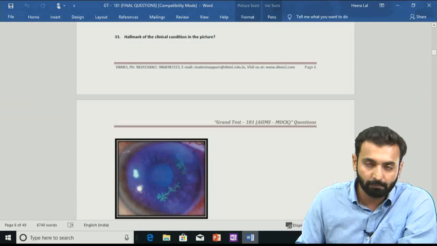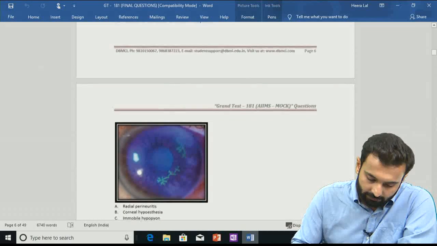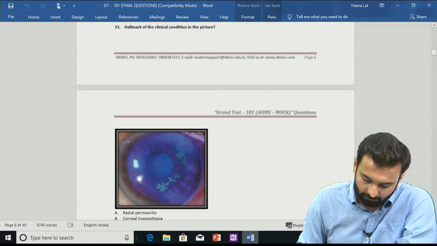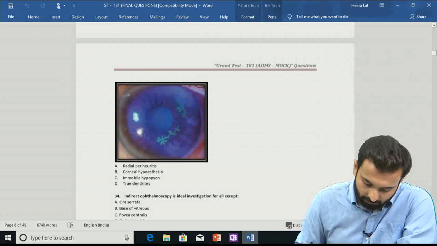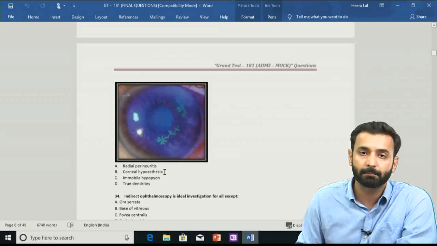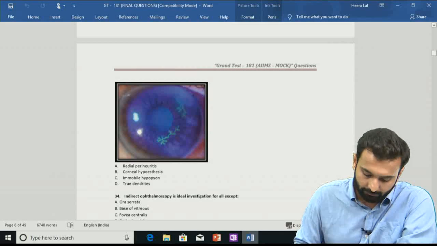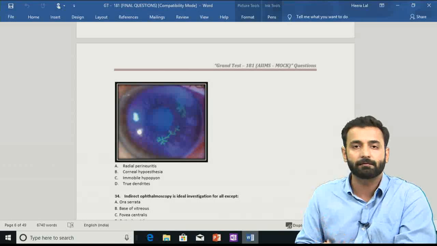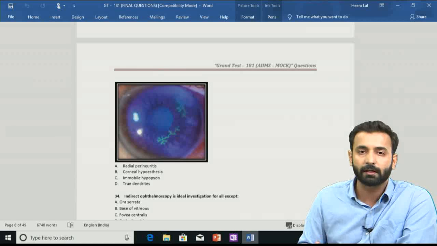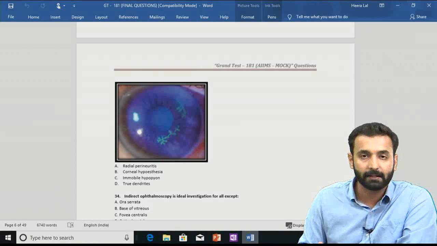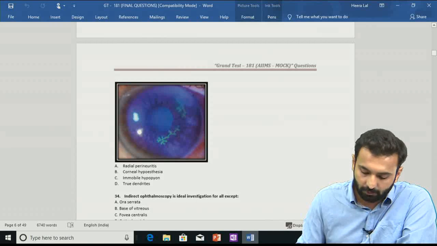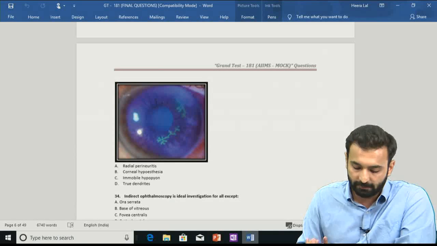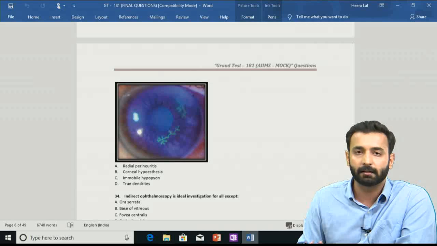Now coming to the next question, question number 33. Again this is an image based question. The hallmark of the clinical condition in the given picture is, answer here is corneal hypoesthesia, option B. As you can see in this image, the cornea is blue colored, meaning they have stained it with fluorescent dye and you are examining the cornea with the cobalt blue filter, and the lesion looks green. This lesion is known as true dendrites, a typical picture seen in herpes simplex virus dendritic ulcer.